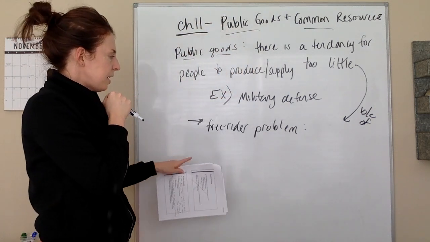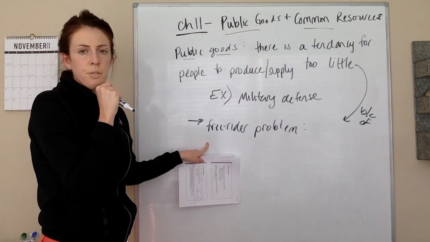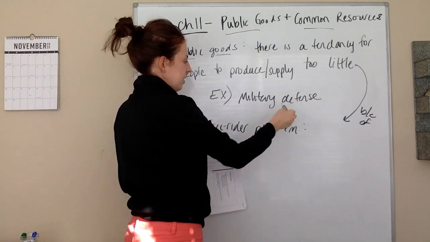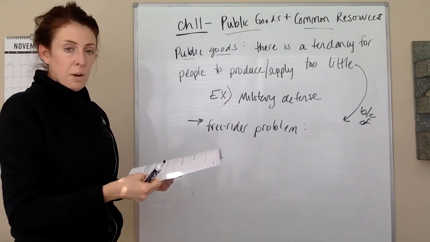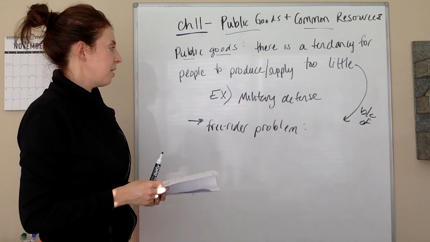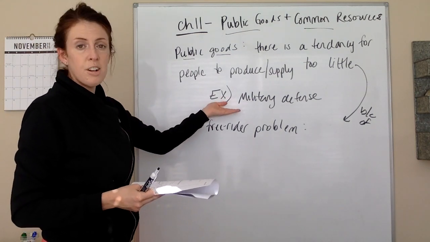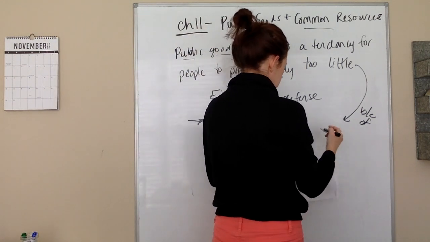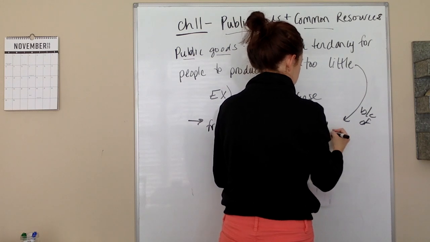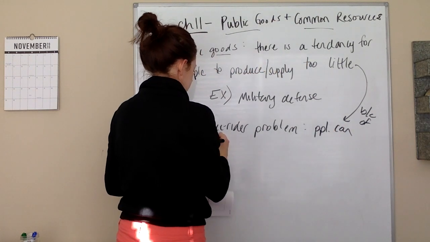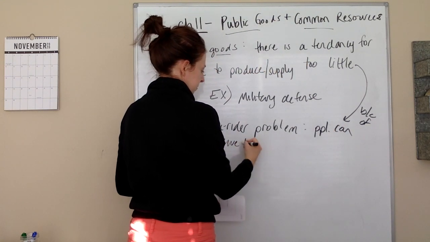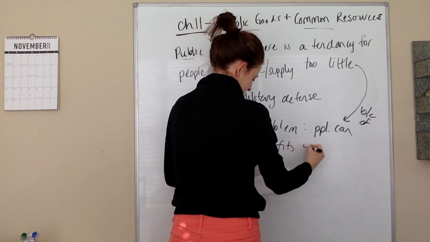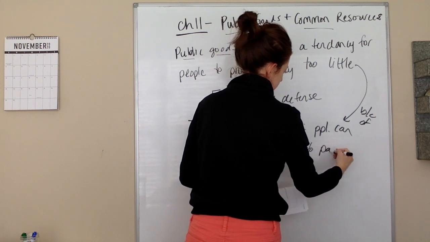Okay, the free rider problem is people can free ride, so they can receive the benefits of the public good, military defense, without having to pay for it, because if military defense is not excludable, then you can't really attach a price tag to it. So the free rider problem is people can receive the benefits without paying for it.